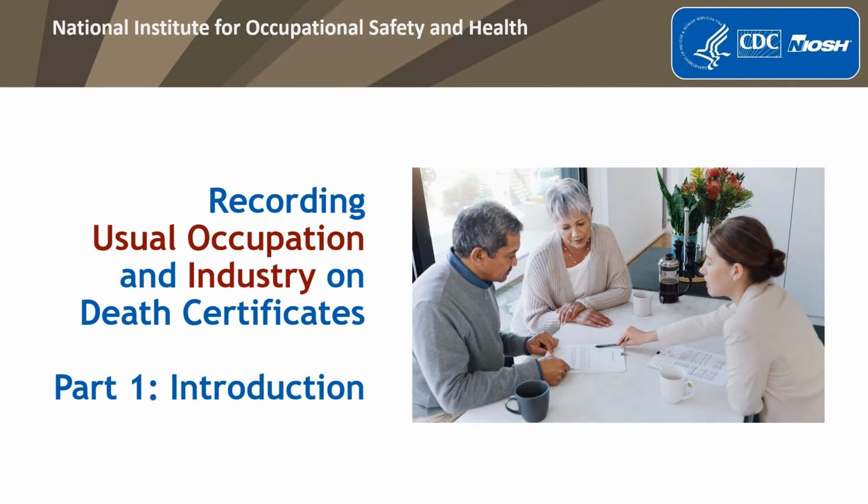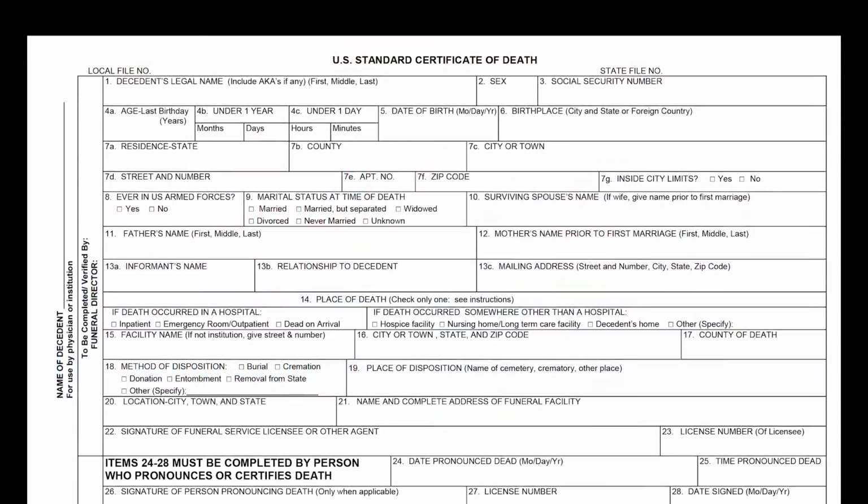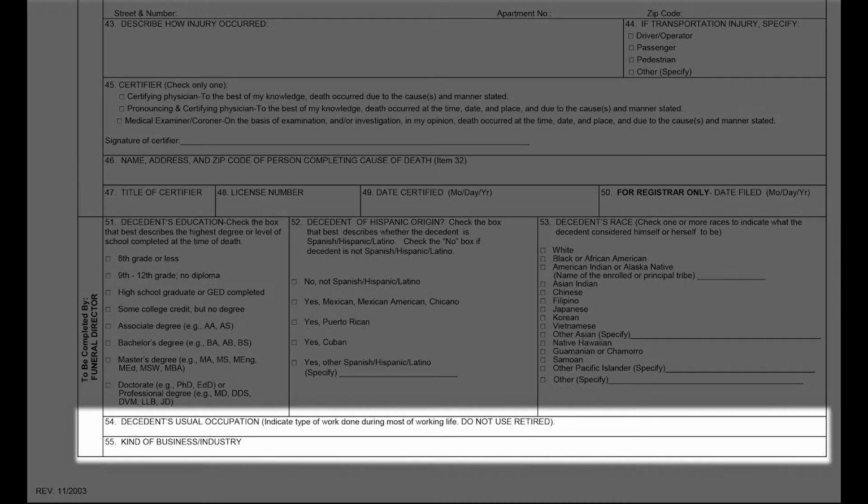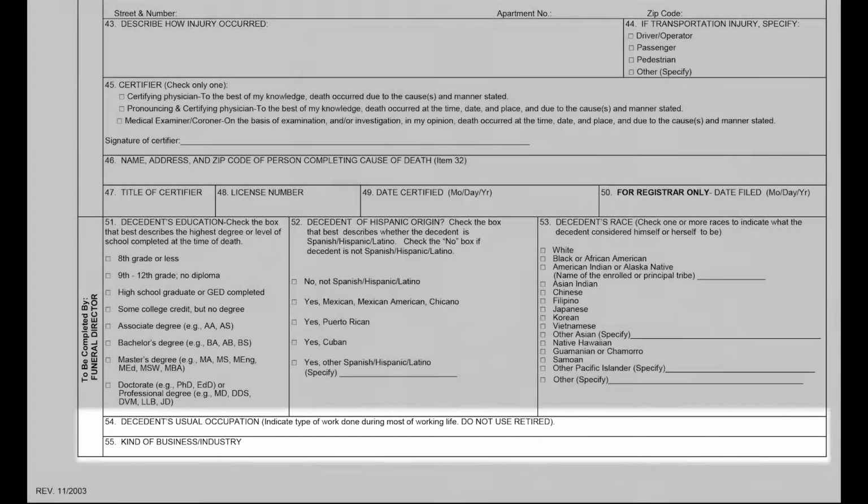This video series gives funeral directors guidance and tips to improve the quality of occupation and industry items on death certificates. Death certificates report on the decedent's usual occupation and industry, which refers to the job a decedent held longest in their lifetime and the corresponding industry.